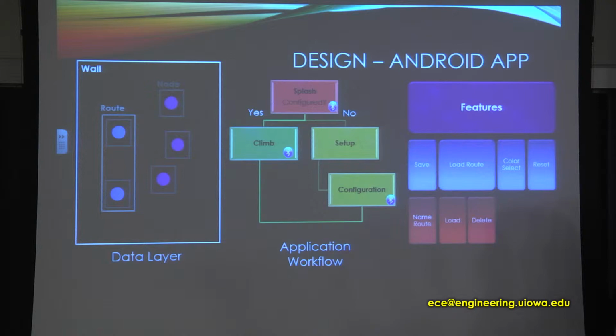Otherwise, there's also a color select where you can choose what color you want your node, or your hold, to be. Currently, we only have about 7 colors because those are the ones that are most noticeable on the wall. And the reset feature basically just turns off all the holds on the app and on the hub.